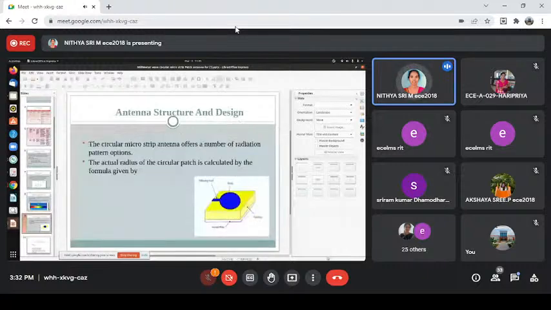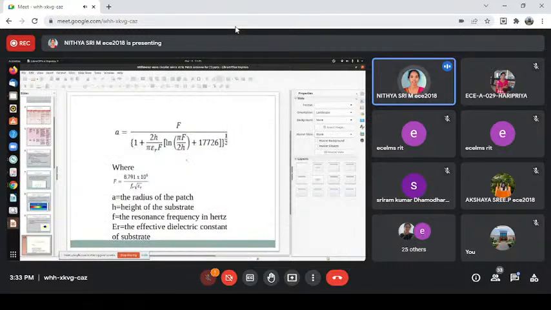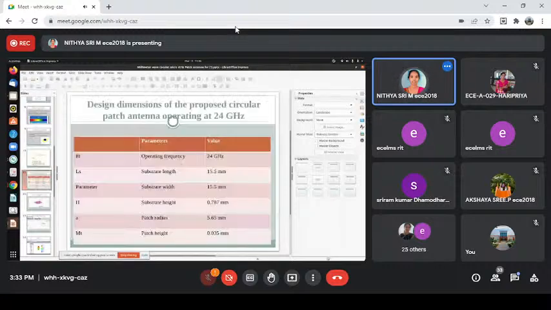This is a formula which we used to find out the radius of our patch. The a is the radius of our patch, and h is the height of our substrate, and f is the resonant frequency, and epsilon is the effective dielectric constant of our substrate. These are the parameters which we used in our design to simulate our circular microstrip array antenna. This is our designed simulated circular microstrip patch antenna.